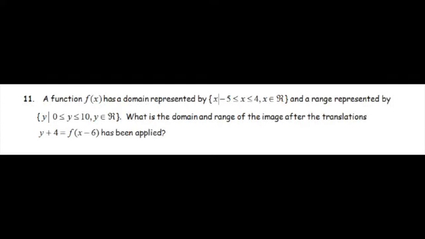A function f of x has a domain represented by x such that -5 is less than x is less than 4, where x is an element of the reals, and a range represented by y such that 0 is less than or equal to y is less than or equal to 10, where y is an element of the reals. What is the domain and range of the image after the translations y plus 4 is equal to f of x minus 6 have been applied?